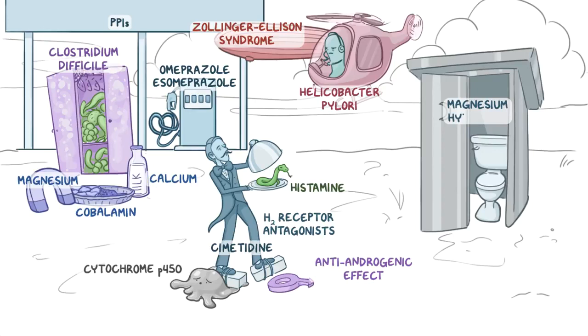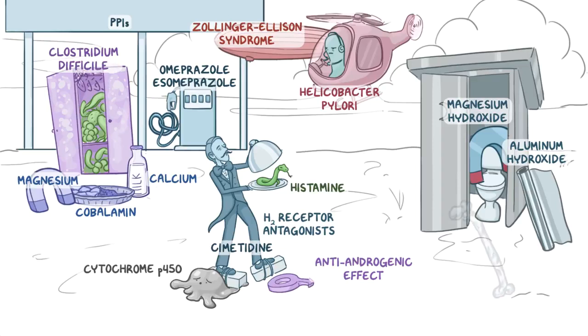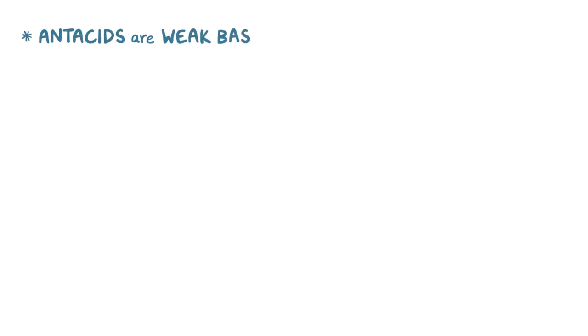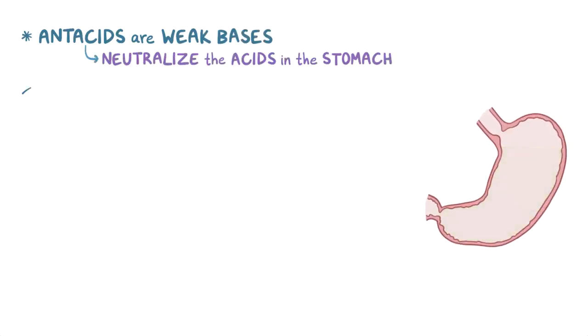Now, magnesium hydroxide is a laxative, so let's put a giant magnet on top of the toilet in the outhouse. Aluminum hydroxide, on the other hand, causes constipation, so let's have a roll of aluminum foil outside. For osteoporosis, someone even made a bone out of the aluminum foil, but it's not as strong as a real bone.